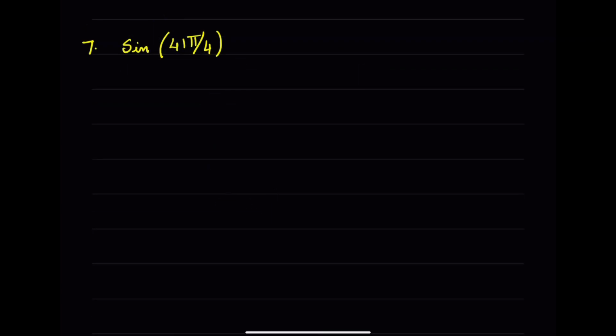Let's find the value of sine of 41 times pi by 4. Let's change this to degrees. So this will be 41 times 45 degrees, which is sine of 1845 degrees. Now we just have to apply how many rotations have been completed by this point. So 2 rotations is 720 degrees.